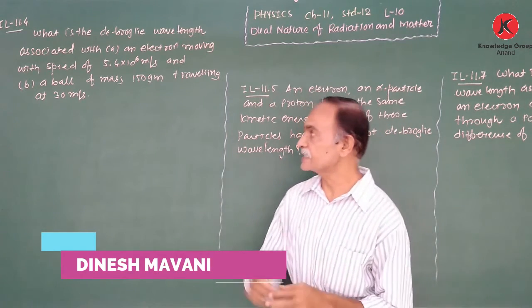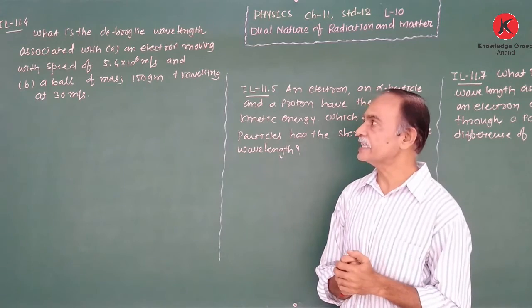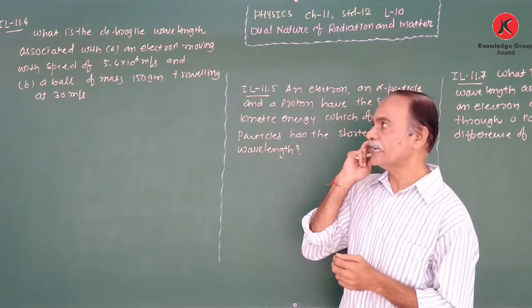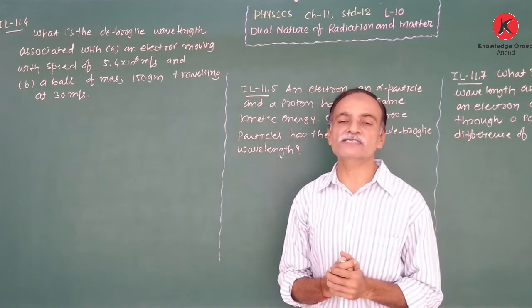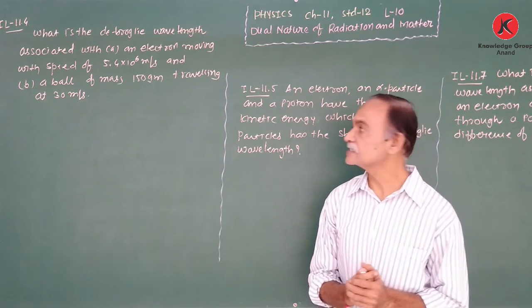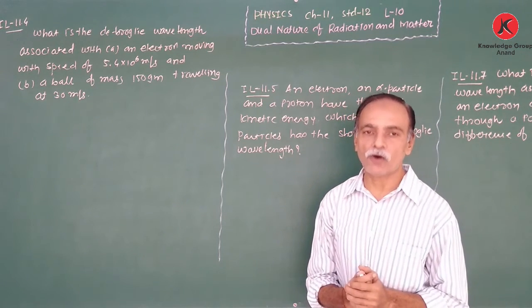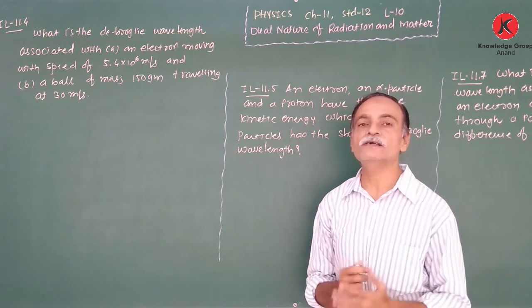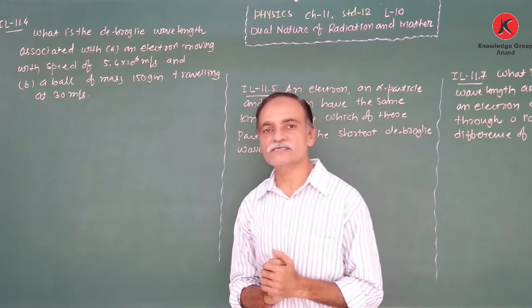Now, the fourth illustration is: what is the de Broglie wavelength associated with, first, an electron moving with speed 5.4 into 10 is to 6 meter per second, and a ball of mass 150 gram traveling at a speed of 30 meter per second. We only have to calculate the de Broglie wavelength.